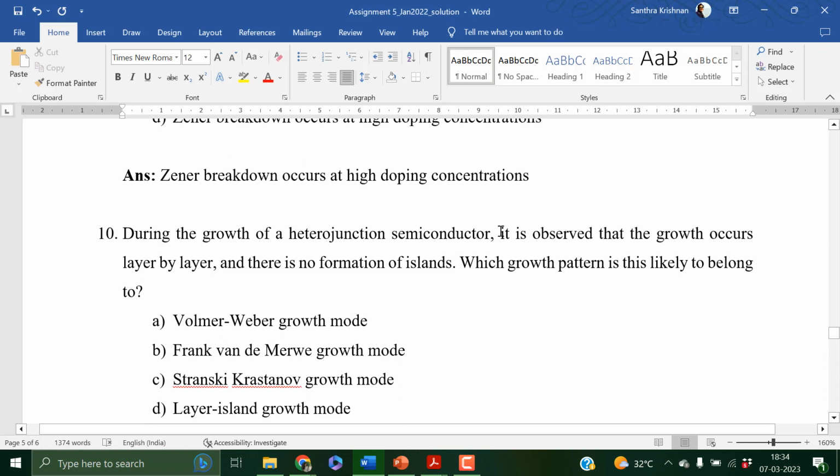Next: during the growth of a heterojunction semiconductor, it is observed that the growth occurs layer by layer and there is no formation of islands. Which growth pattern is likely to be followed? Layer by layer. The sir told us in the online class about this. Frank van der Merwe growth mode.